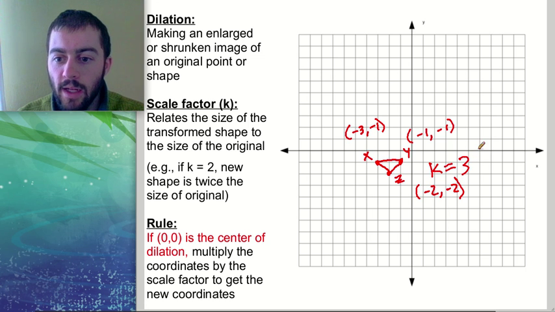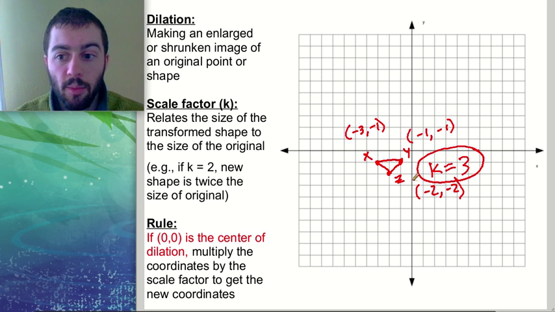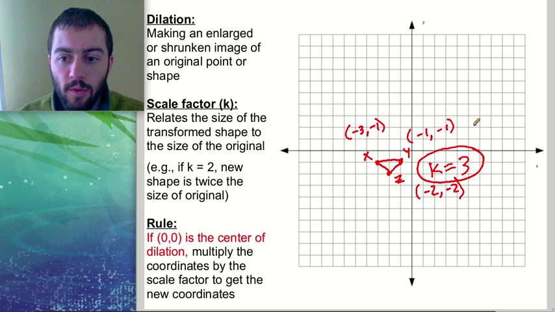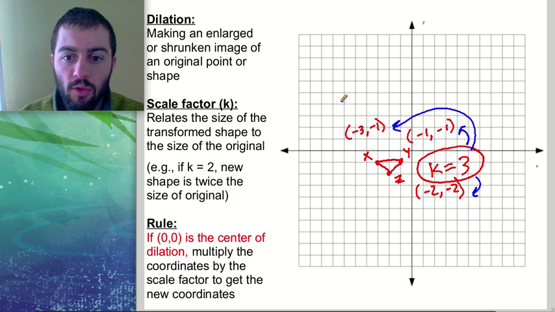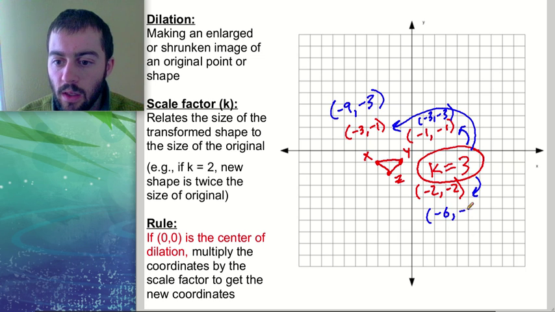All right, so if you go ahead and dilate this triangle with a scale factor of 3, you can go ahead and try this on your own, see what you come up with, and then come back to see the solution. All right, so if we go ahead and dilate this triangle, what we have is a scale factor of 3. We want to apply that by multiplying it to each of these coordinates here. So we're going to take 3 and multiply it by each of these. So this would give us -9, -3. This would give us here -3, -3, and then this would give us here -6, -6.